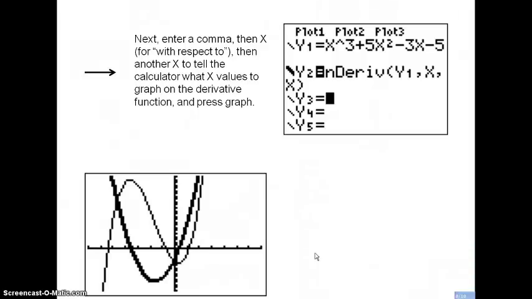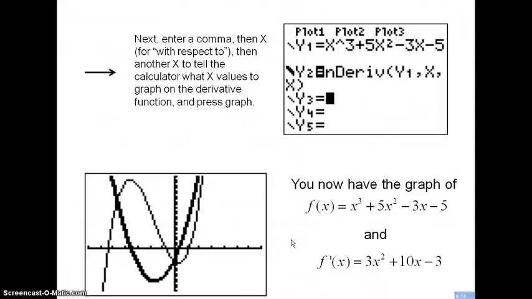You should see that cubic function, the original function up there. And then you should also see the derivative function in bold, the parabolic function. It's going to graph the derivative function for you. So now you have the graph of the original function and the derivative function.